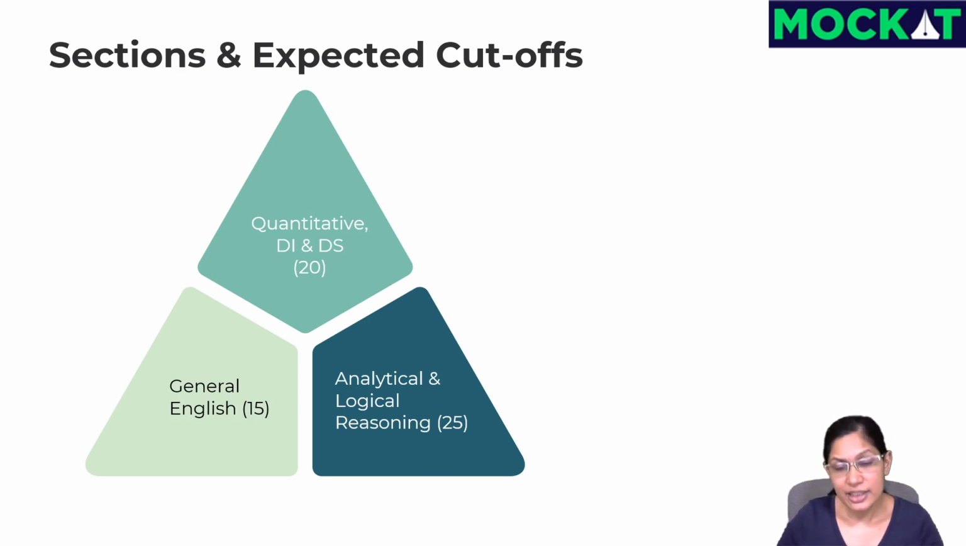Then we have analytical and logical reasoning. We'll be getting 25 questions out here, and all of these questions are singlet questions, or at best you can have maybe a couple of questions which are together. So this again can definitely be a high scoring area.